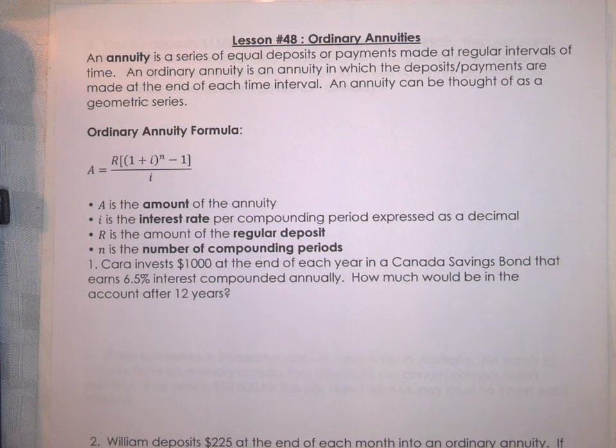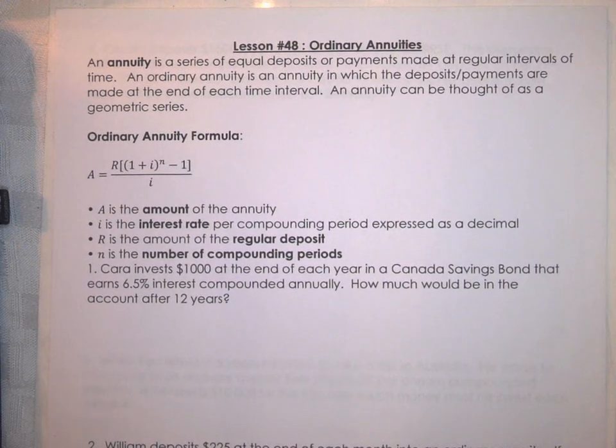Hi everyone. This lesson is on ordinary annuities, which is our second financial application in this unit. An annuity is a series of equal deposits or payments made at regular intervals of time. An ordinary annuity is an annuity in which the deposits or payments are made at the end of each time interval.